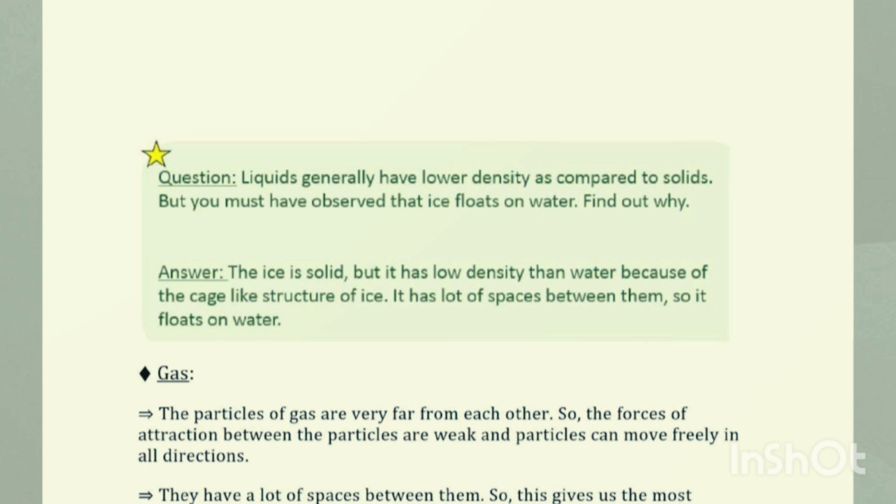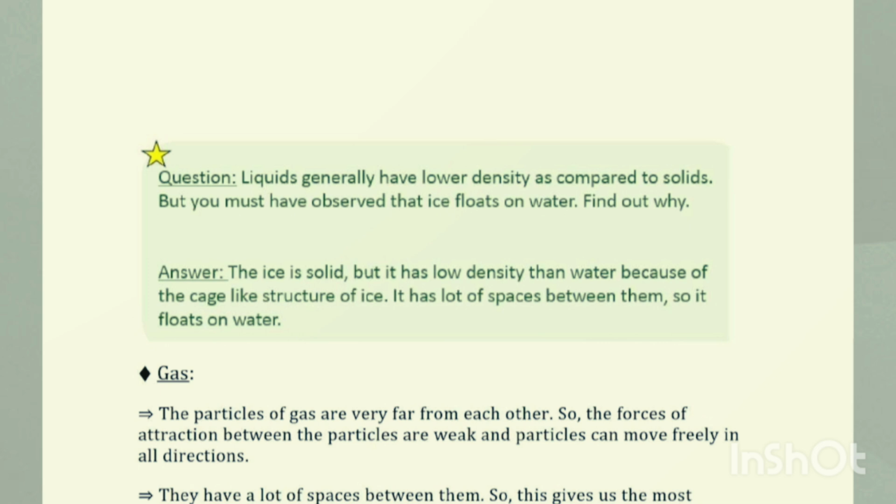So we have one more question regarding the liquid. Liquid generally has low density as compared to solid, but you must have observed that ice floats on water. Find it out. The answer here is the ice is solid, but it has lower density than water. Because of the cage-like structure of ice, it has a lot of space between them, so it floats on water. The main answer you can get here is the density. Ice has less density when compared to water. Ice floats on the water.